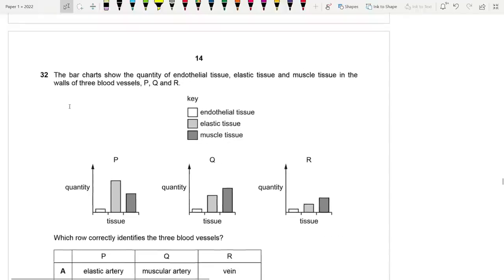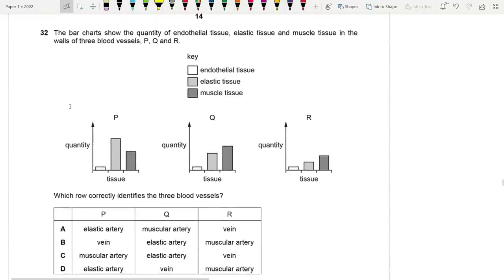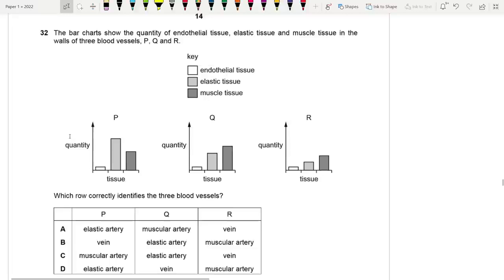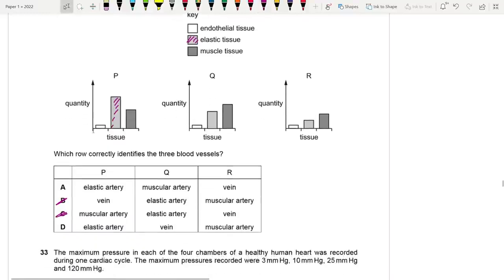The bar chart shows the quantity of endothelial tissue, elastic tissue, and muscle tissue in the walls of 3 vessels. Okay. So remember, we have the highest elastic tissue in the arteries that are close to the heart, basically the aorta. So the more elastic tissue we have, the more we are an elastic artery. So P is clearly an elastic artery. So it's between A and D. Now for muscular arteries, muscle tissue will be the highest.